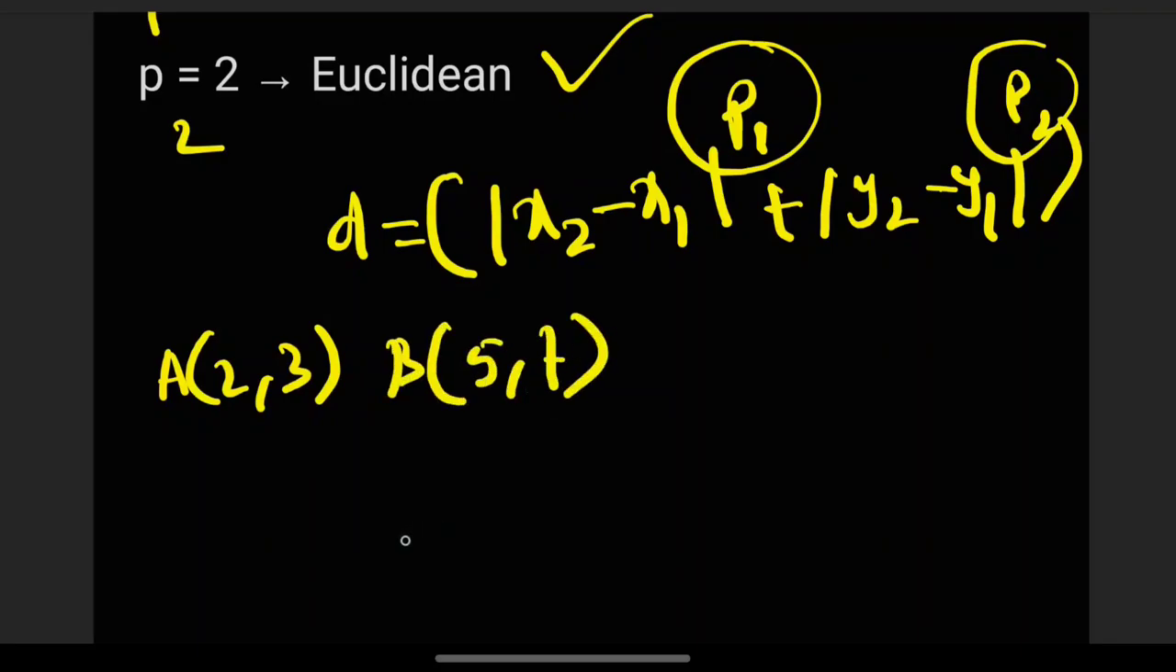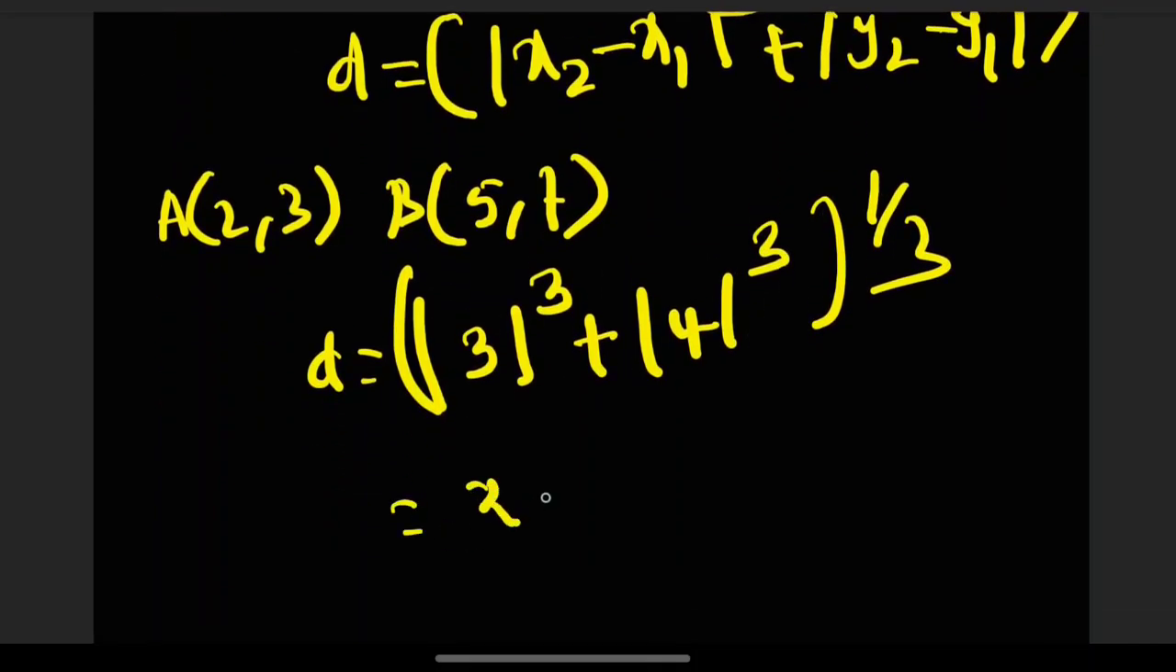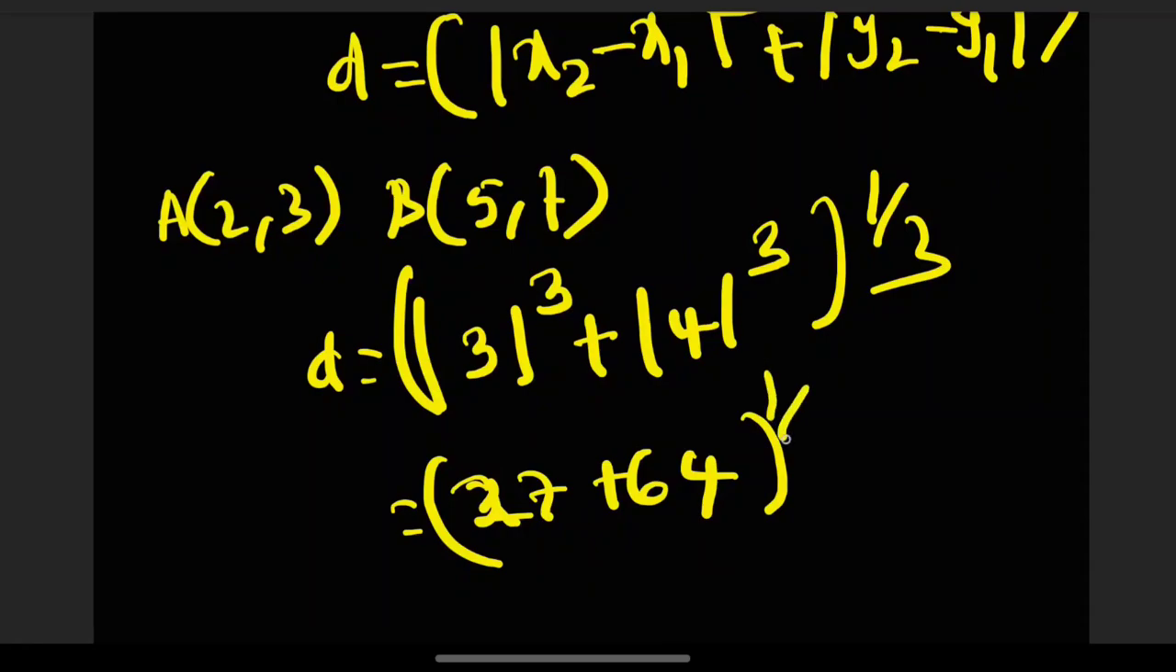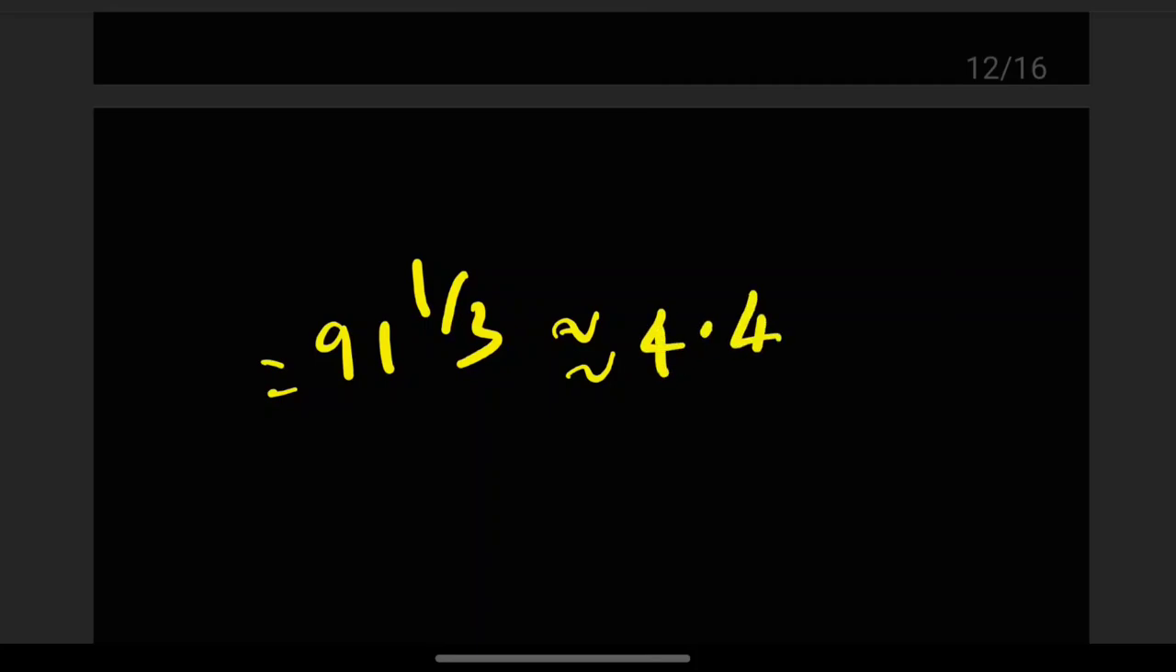Now try to calculate the Minkowski distance. So D is equal to, you'll be getting mod 3 power 3 plus mod 4 power 3, all to the power 1 by 3. I am taking 1 by 3 common. So you'll end up getting 27 plus 64, power 1 by 3. So that is nothing but 91 power 1 by 3. So that is equal to approximately 4.497. This is how you need to calculate Minkowski distance.